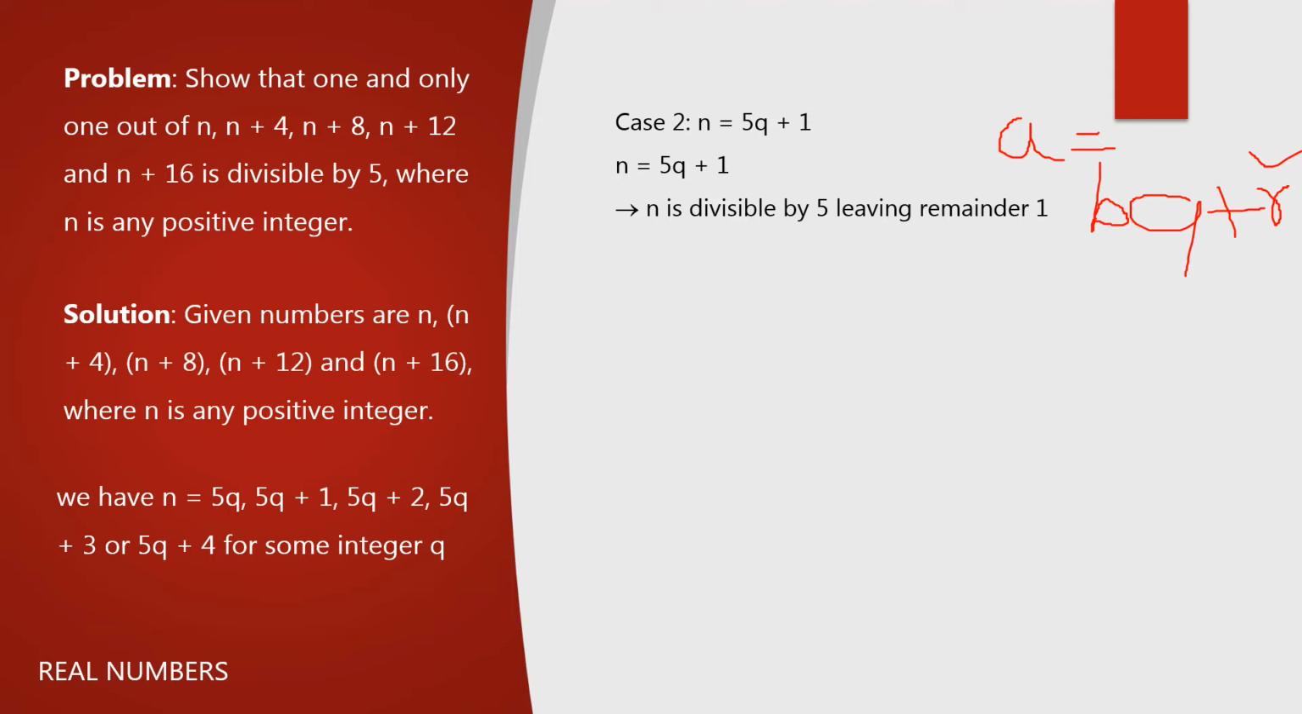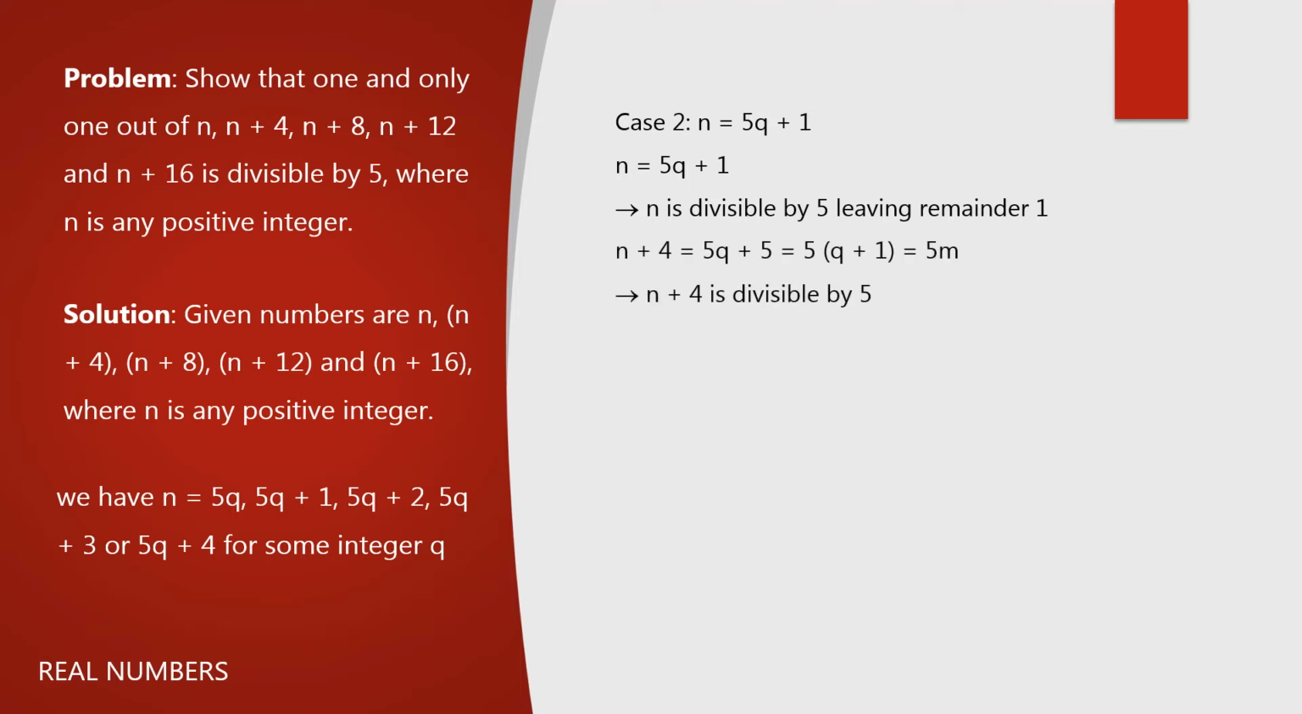Okay, in a similar way here, this can be written as n is divisible by 5, leaving quotient q and remainder 1. N is divisible by 5, leaving remainder 1. Okay, like this we can write. That means in this case, the value of n is not divisible by 5, as there is some remainder 1. Let me find the next value, that is n plus 4.